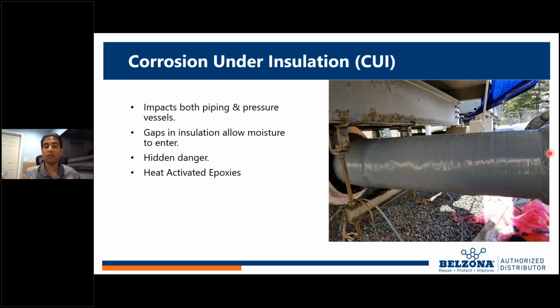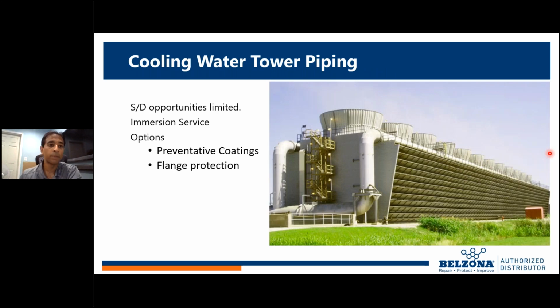In the event that you have lost containment on the pipe, or you're in a position where you know that you're close to doing so, we can always super wrap the pipe itself, and then we can put a coating system on it.